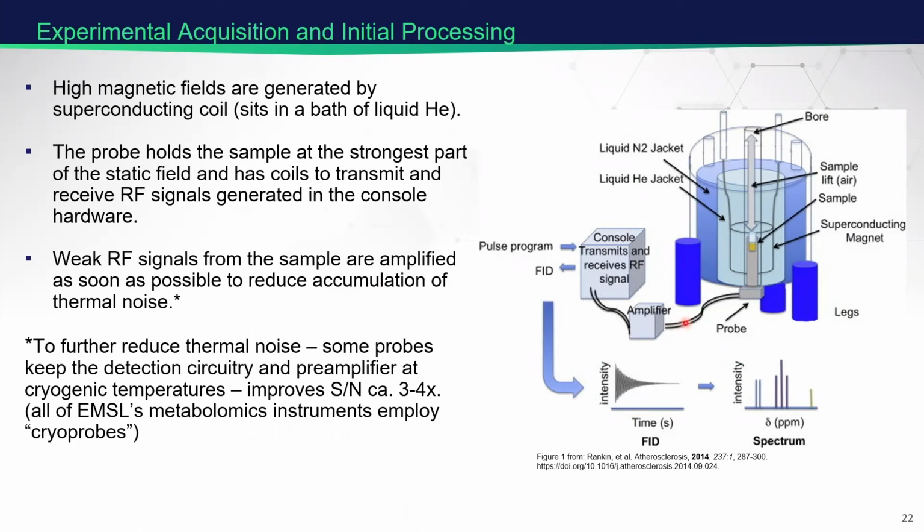In practice today, we use what are known as cryoprobes, and what this does is the detection circuitry, the coil, and the preamplifier are housed in here together, and they're kept at cryogenic temperatures. And by doing that, we boost signal to noise by 3 to 4 times, and that amounts to a huge improvement in sensitivity, and it cuts down on experiment times as well.